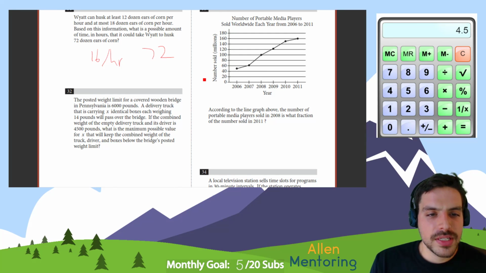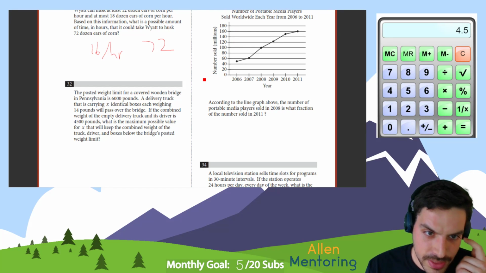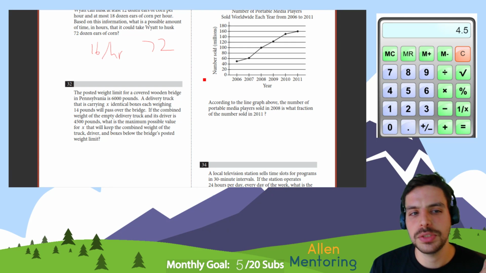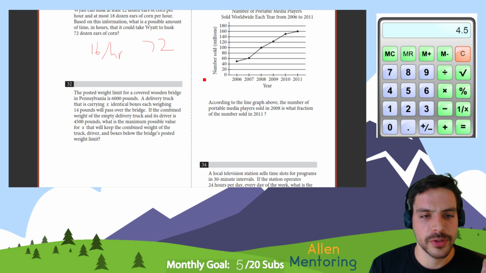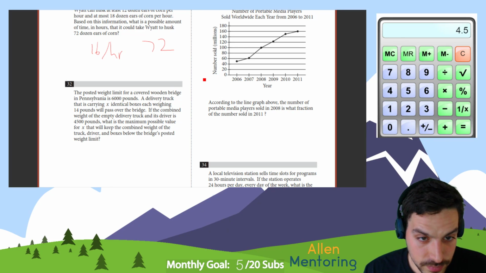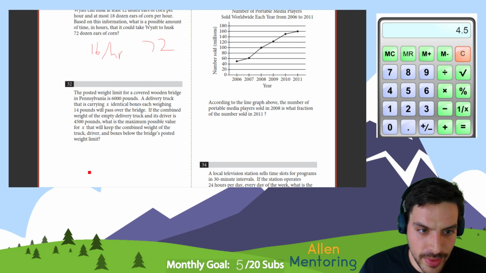The posted weight limit for a covered wooden bridge in Pennsylvania is 6,000 pounds. A delivery truck that is carrying x identical boxes, each weighing 14 pounds, will pass over the bridge. If the combined weight of the empty delivery truck and its driver is 4,500 pounds, what is the maximum possible value for x that will keep the combined weight of the truck, driver, and boxes below the bridge's posted limit? Okay, so max is 6,000 pounds. We know that, max.